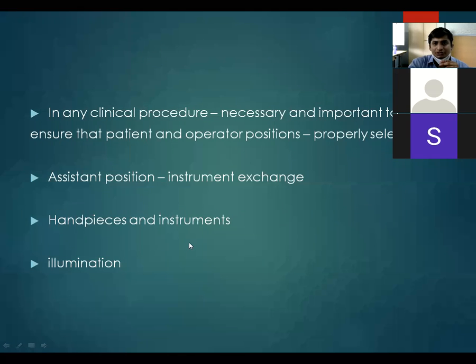In any clinical procedure, it is necessary and important to ensure that the patient and operator position is properly selected. When you perform any procedure, the patient's position is important and your own position is very important. Assistant position is also important. Assistants will assist you by giving instruments, the different types of instruments you require in between procedures. So assistant position is also very important. We'll see handpiece position, instruments, illumination, all these things are very important. We'll see one by one.